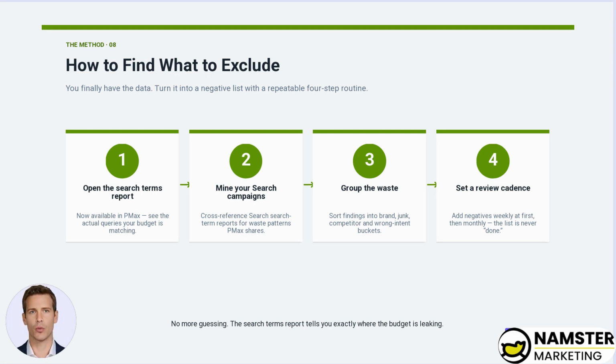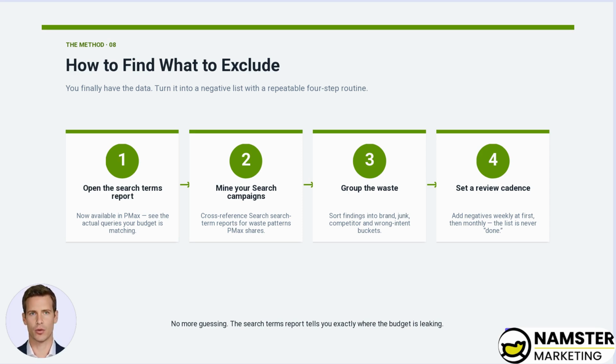Step 3. Group the waste. Sort your findings into the buckets we discussed: brand, junk, competitor, and wrong intent. Finally, Step 4. Set a review cadence. Add negatives weekly at first, then transition to a monthly review. The negative list is never done because search behavior is constantly shifting.